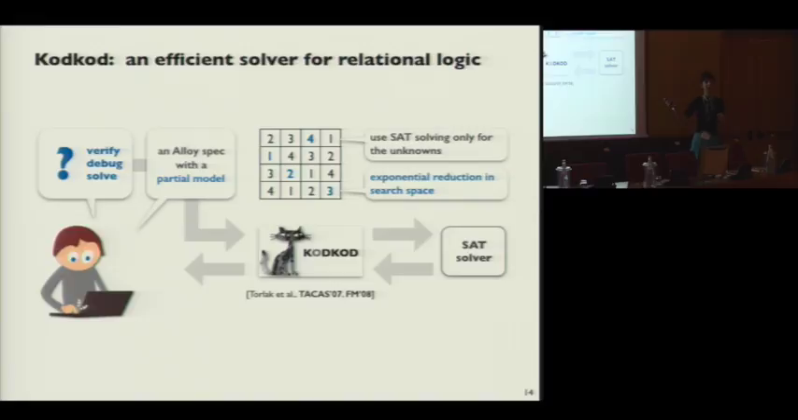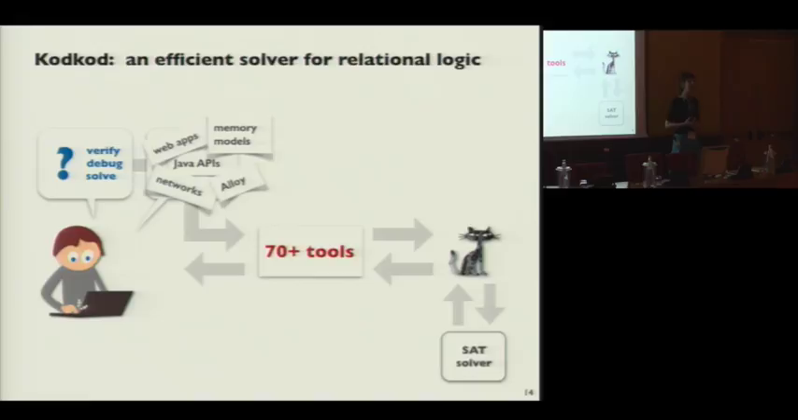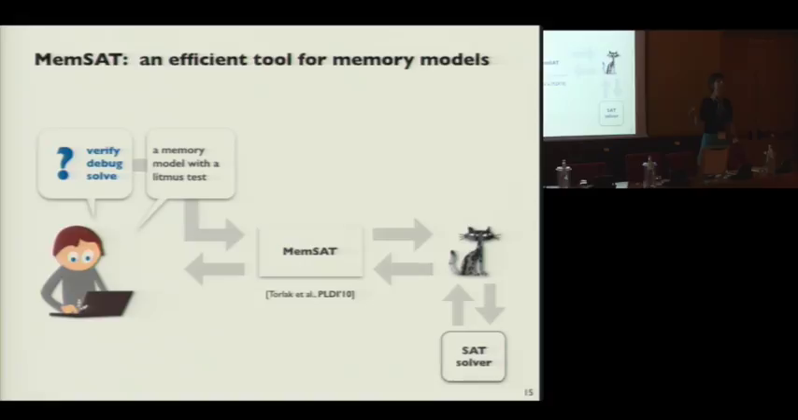In fact, since its first public release in 2007, it's been used for over 70 tools to do various kinds of things, from analyzing Java code, to analyzing Java APIs, web apps, networks, and so on. And it has been the basis of 12 PhD theses in addition to mine. One of these tools, the one that I'm going to spend a few minutes talking to you about, is this tool for memory models called MemSAT.